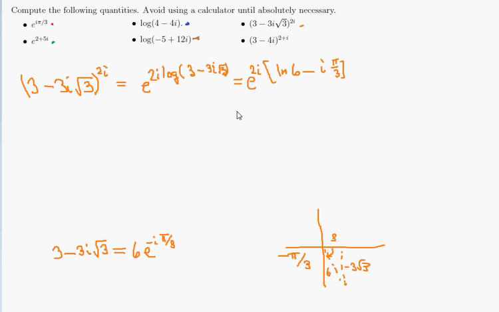Okay, let's multiply out the complex number on top. First, 2i times negative i pi over 3 is going to be plus 2 pi over 3. And the imaginary part will be plus 2i times natural log 6. And so this will be equal to, by definition, e to the 2 pi over 3 times the cosine of 2 natural log 6 plus i sine of 2 natural log 6.